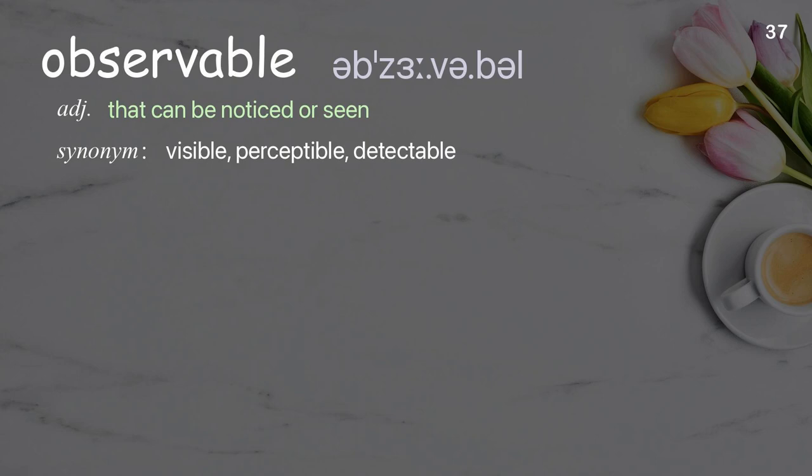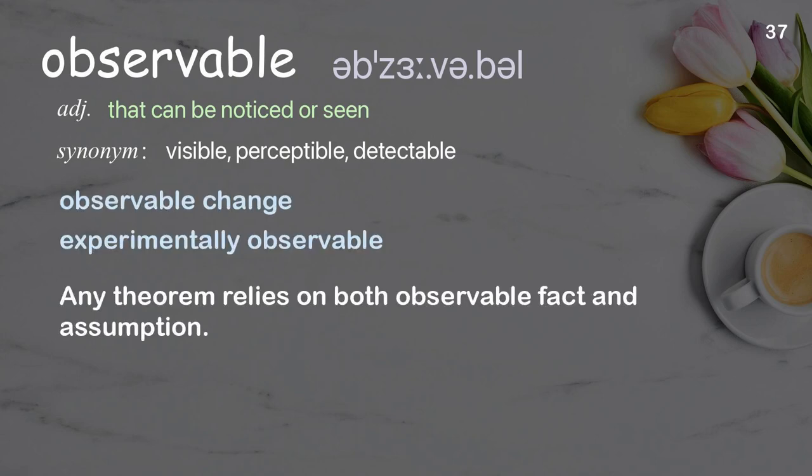Observable. That can be noticed or seen. Examples: observable change, experimentally observable. Any theorem relies on both observable fact and assumption.